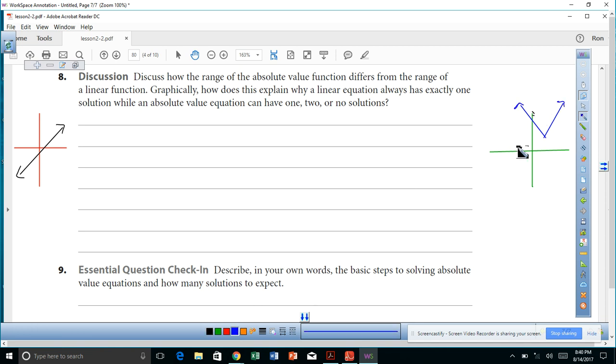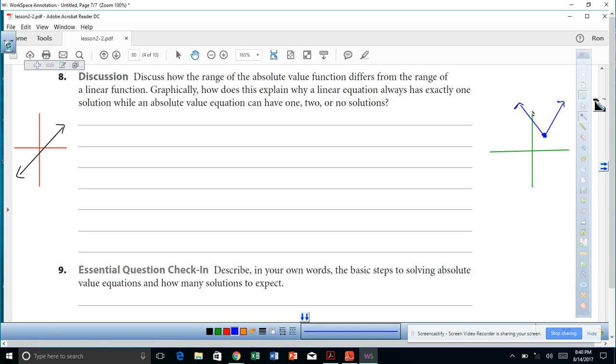Now, how are these different? Well, the linear equation, it's a line, isn't it? It's got arrows on both ends, and it goes in that direction forever, and it goes in that direction. Look at the absolute value. How is that different? Well, you've got this vertex here where it changes direction. And that makes all the difference in the world.